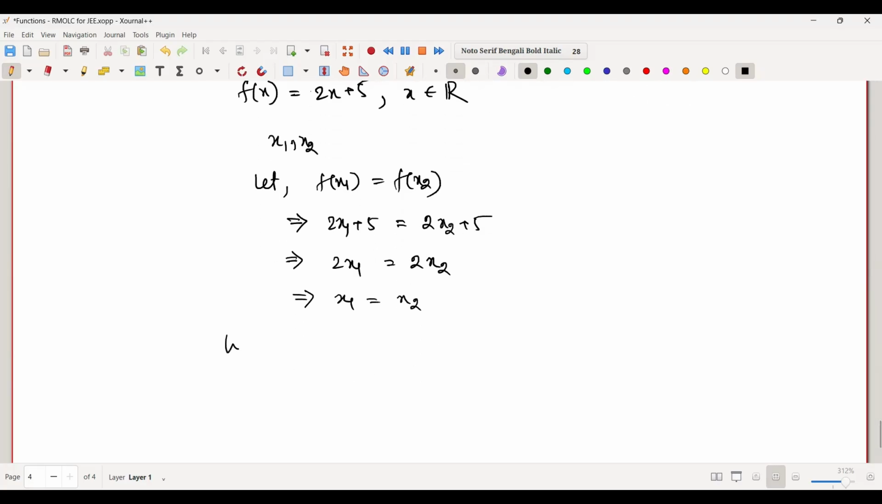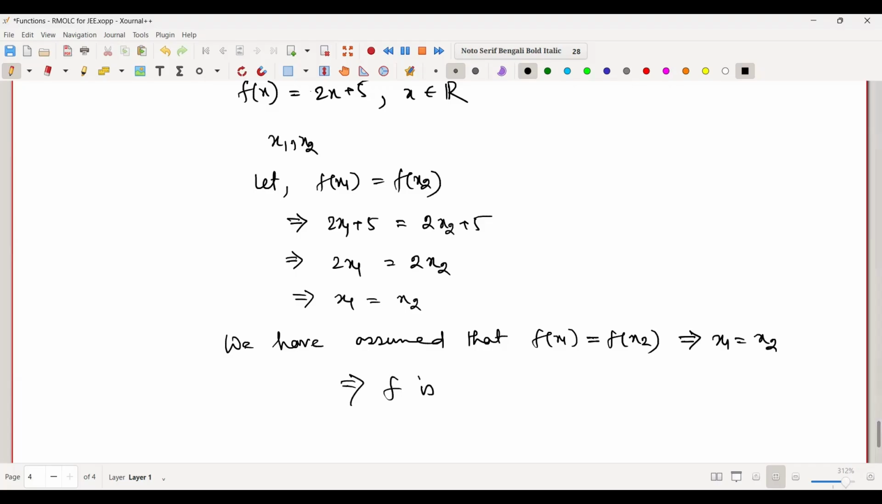So we have assumed that f(x1) equal to f(x2), that means x1 and x2 have the same image, and eventually we have proved that this implies that x1 equal to x2. That means whenever two images are the same, the elements are also the same. That means f is a one-one function.